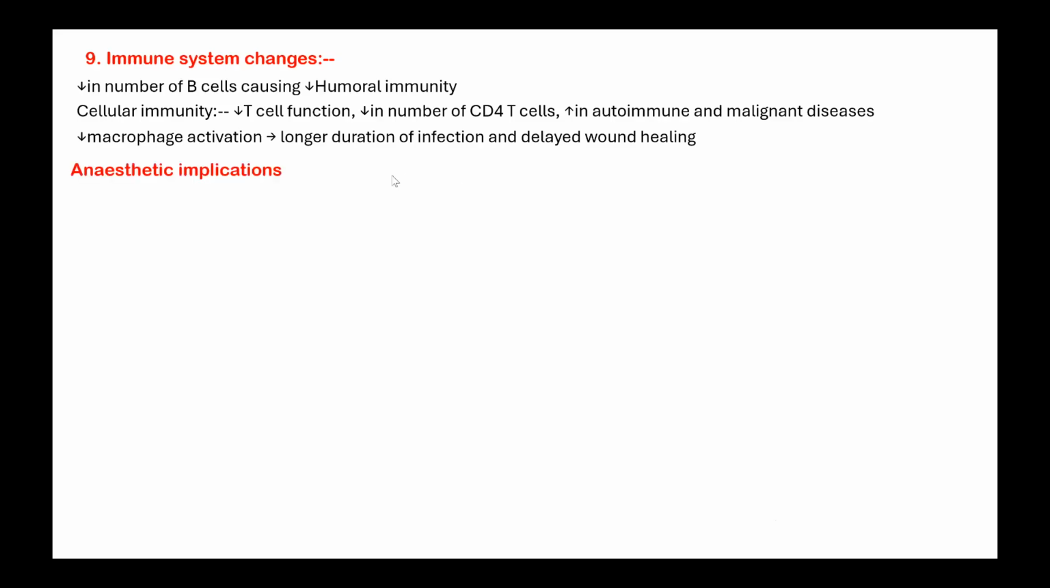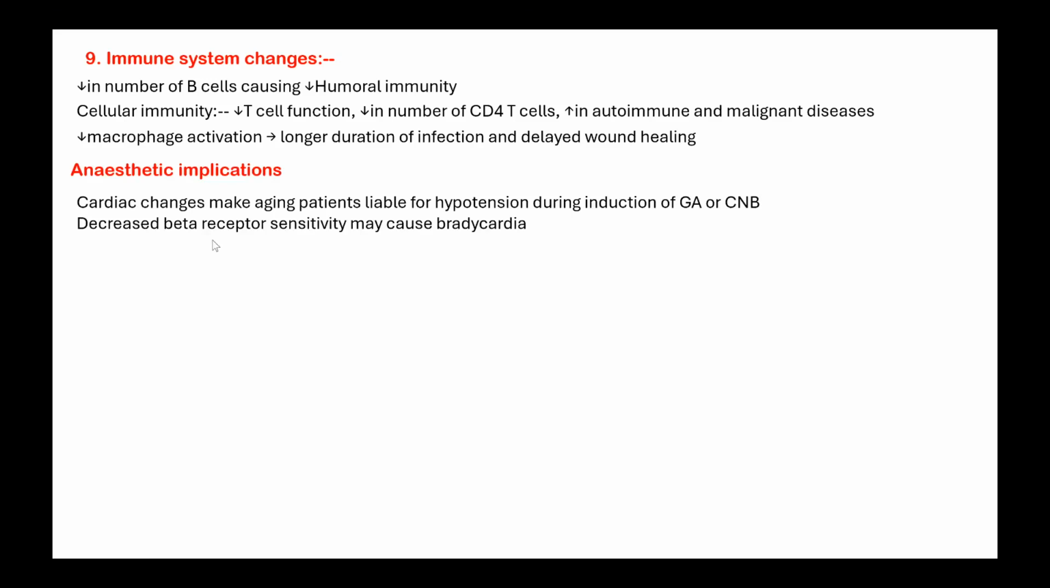Now coming to the anesthetic implications of all these changes. Cardiac changes make aging patients liable to hypotension during GA or continuous neuraxial blockade, and decreased beta receptor sensitivity may cause more bradycardia and may not have the adequate stress response. Diastolic failure may lead to heart failure and pulmonary edema in the presence of normal systolic function. So I think we discussed that in the earlier discussion.